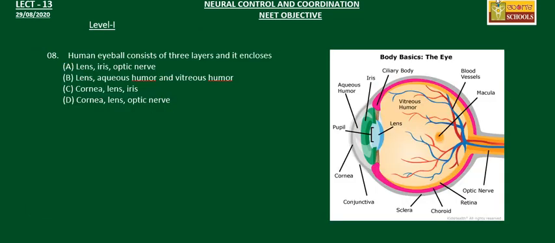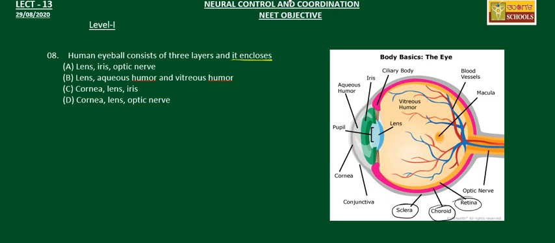The next question: the human eyeball consists of three layers and it encloses what? He's asking what different structures the human eyeball encloses. You can see that the wall of the eye has three layers: the sclera, then the middle one, the choroid, and the innermost layer is the retina.